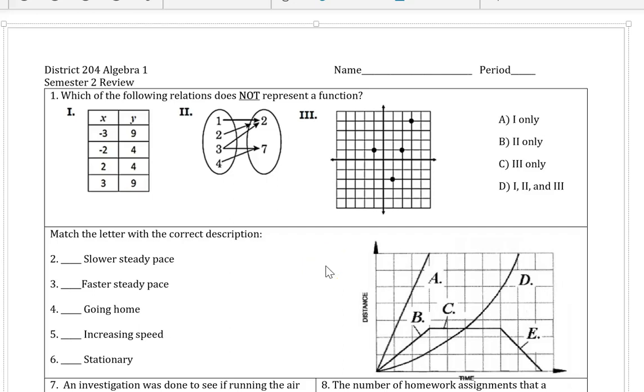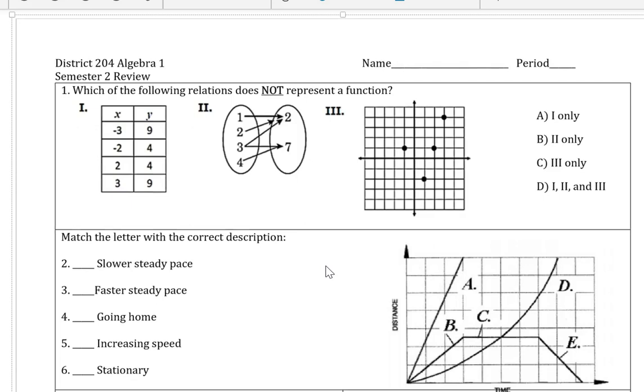All right, so we got our semester 2 review for the final exam. Okay, so again, I encourage you, prior to doing this, let's go back, watch all those review videos for the units, because we're going to move pretty quick through this one, assuming we've already done that. So which of the following relations does not represent a function?